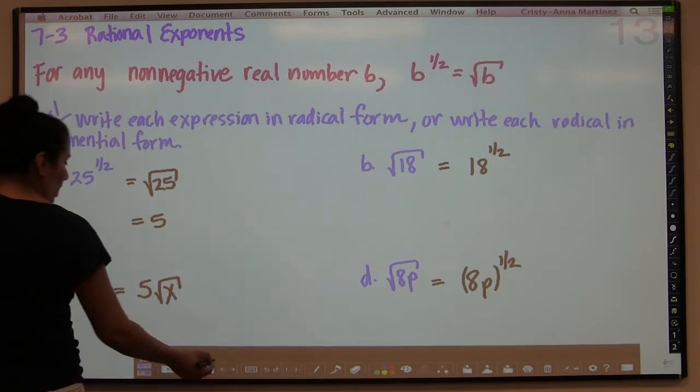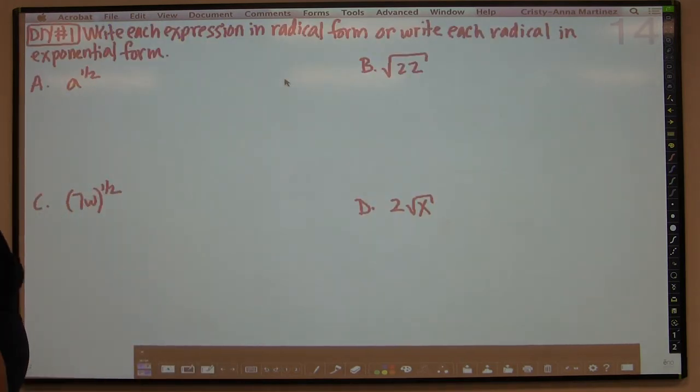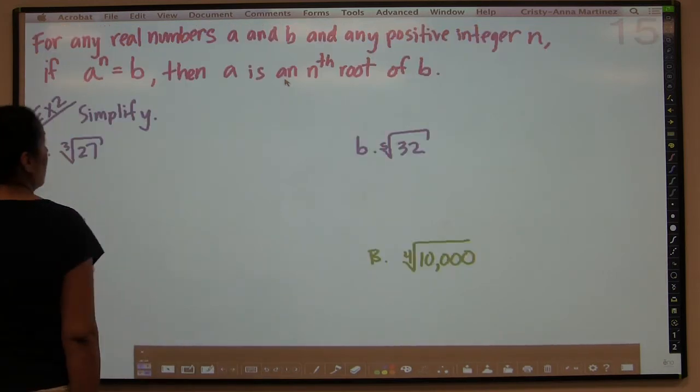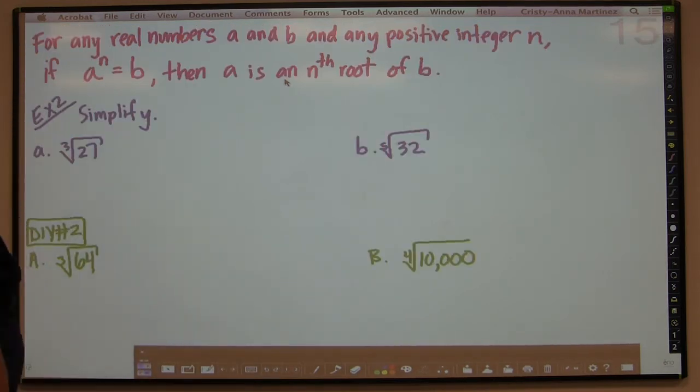So now if you will try example or do it yourself number 1, we will move on to the nth root concept over here. So the next concept or theorem that we have for rational exponents is for any real numbers a and b, and any positive integer n. In this case, it's saying positive integer n. That means that it can't be 0 and it can't be negative. It's only positive integer n.